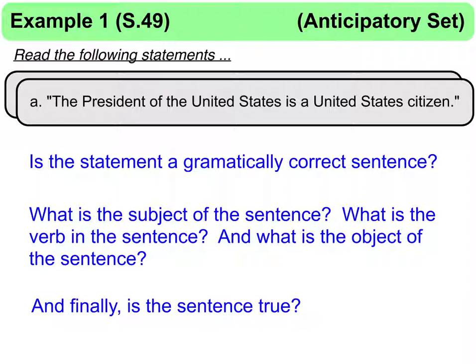So this one is usually picked first. It's non-mathematical, and it allows the students to relate to it. And so in this idea, is it grammatically correct? Yes. What is the subject of the sentence? And that's what we want the students to identify, is that we are talking about the President of the United States.